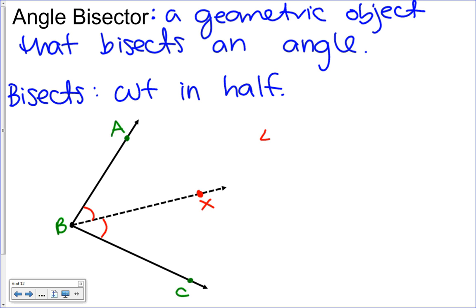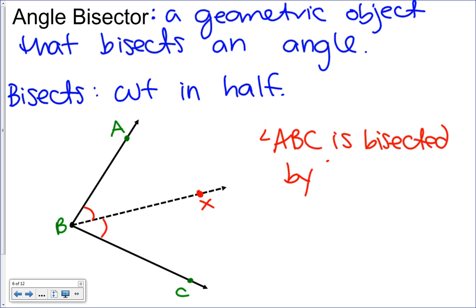So again, I have angle ABC. I'll even write this one out for you. Angle ABC is bisected by ray BX. This is the picture you would get from that, and then it would really tell you that this top angle is congruent to this bottom angle, so you can go from there with your problem.